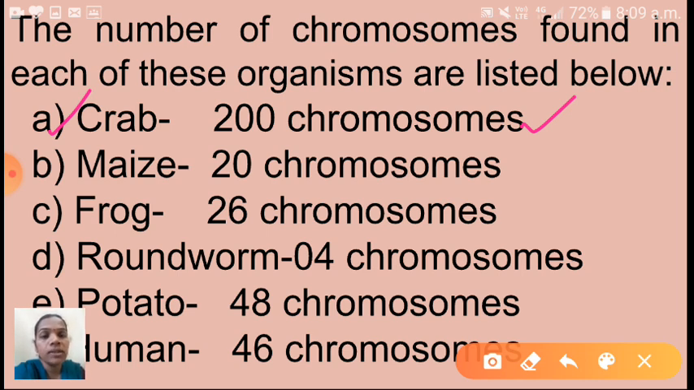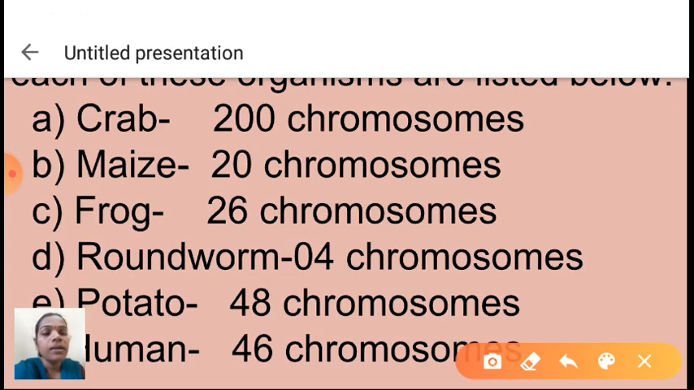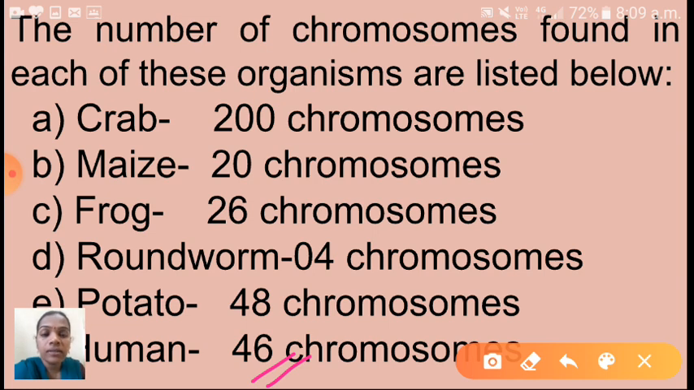Maize is a plant, that has 20 chromosomes. Next one is frog, that has 26 chromosomes. And next one is roundworm, how many chromosomes are there? 4 chromosomes are there. And potato has 48 chromosomes in each cell. And human, we have 46 chromosomes, or 23 pairs. See here children, in humans we have 23 pairs of chromosomes, that means 46 chromosomes in each cell. So children, you have to read this one.